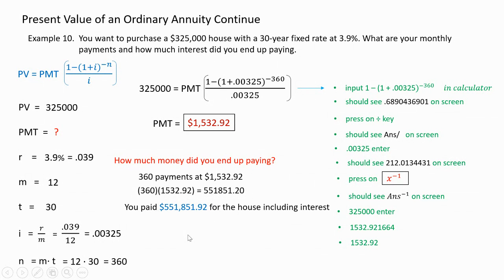So you paid that, right? That was the total that you paid for the house. How much was in interest? So you subtract this, and you pay almost $250,000 in interest, guys.